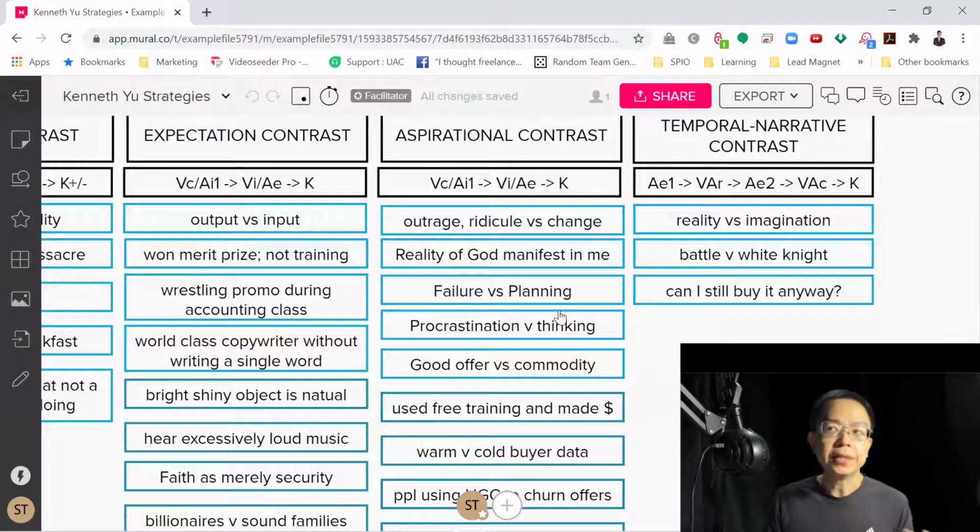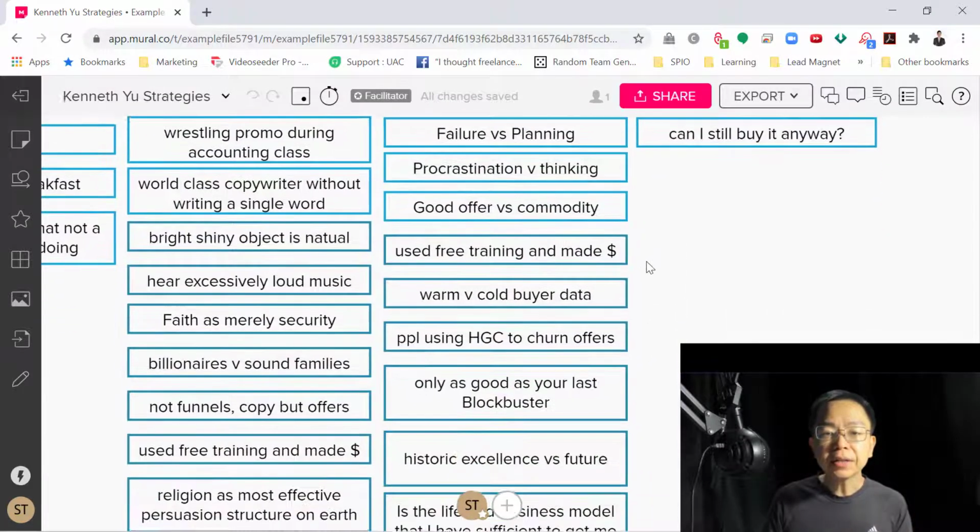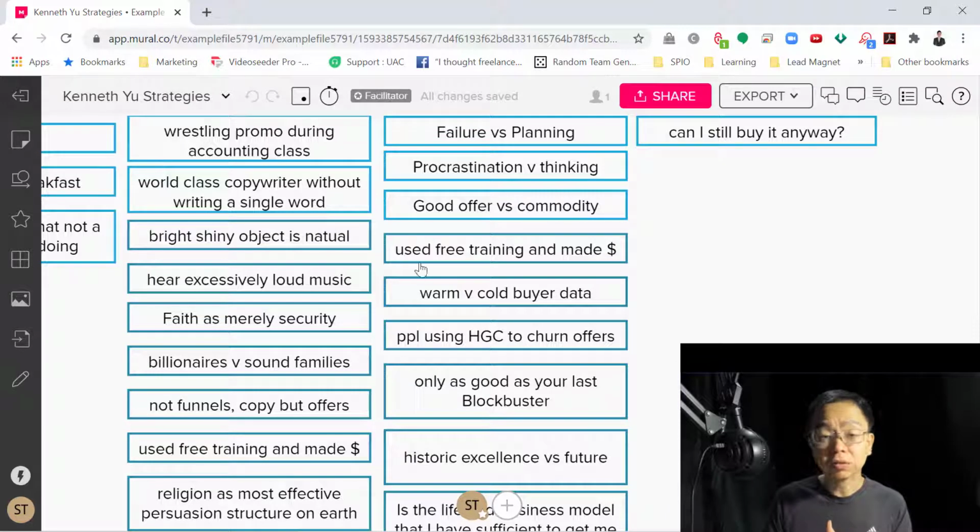Failure versus planning. He says, plan to the point of your inability to fail. He talks about, if you're thinking, you're not really procrastinating, you're not really waiting to not make a mistake. Okay, he says, get good in your offers, otherwise whatever you sell is just a commodity. All right. Free training that has already made people money. This is a great line.